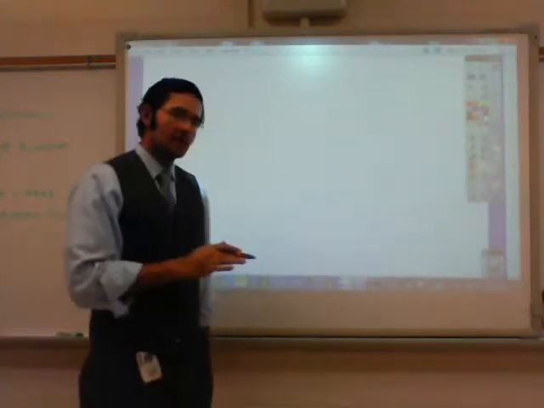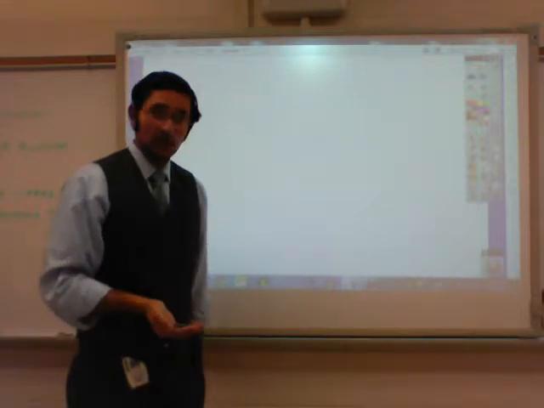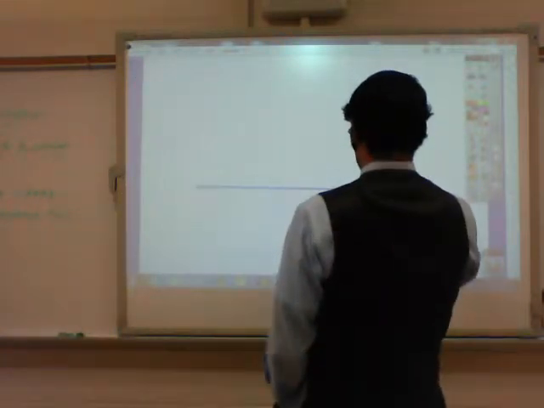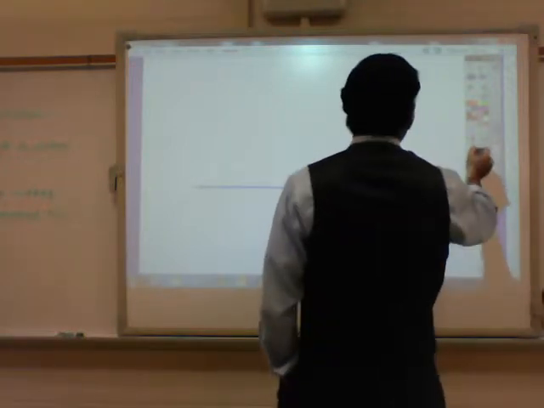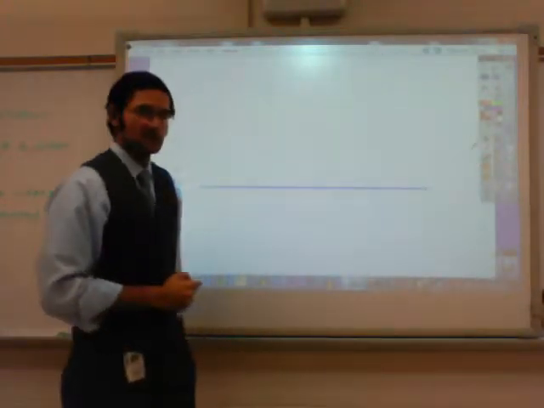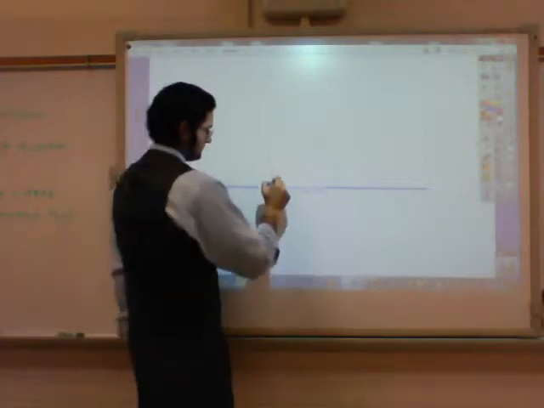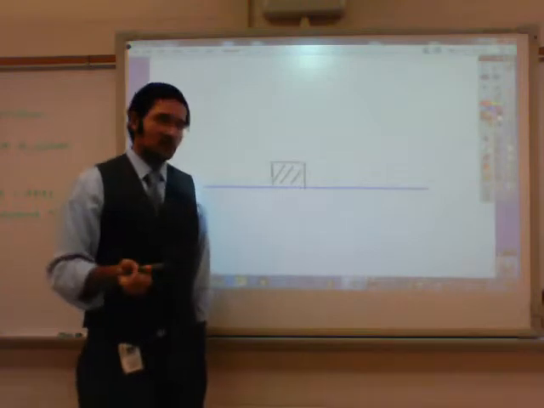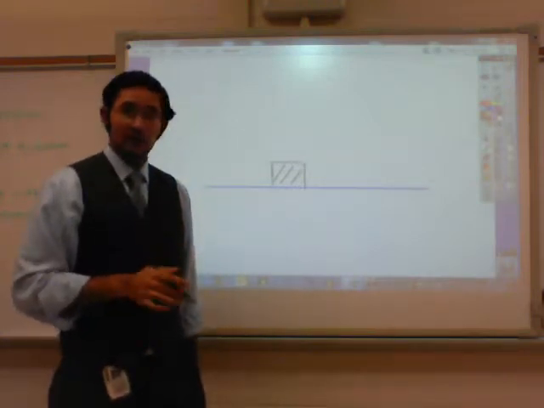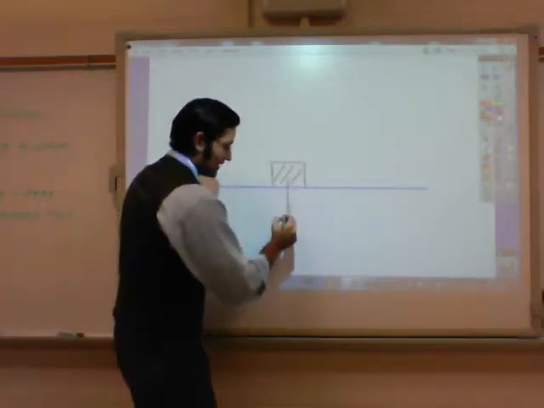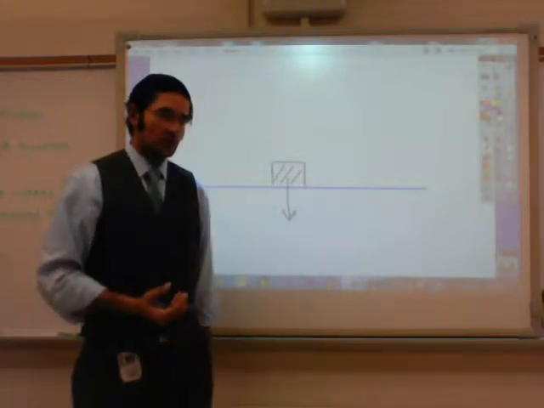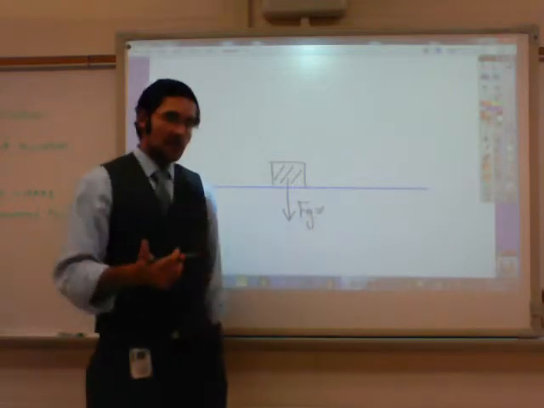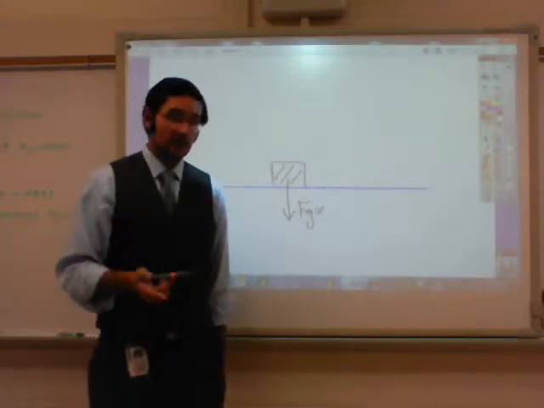We're going to start off by drawing out a flat surface. It could be the ground or it could be a table. On this surface, you place a box. The force of gravity should be the first force you always draw in any of your diagrams. The force of gravity will always push downwards. And the force of gravity is calculated by taking the mass of the box and the acceleration of gravity.